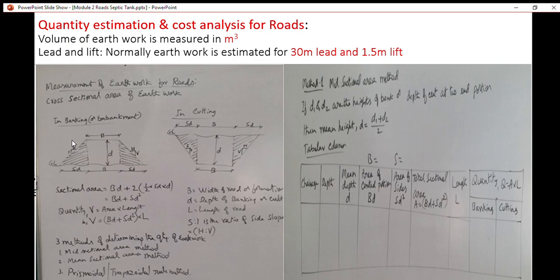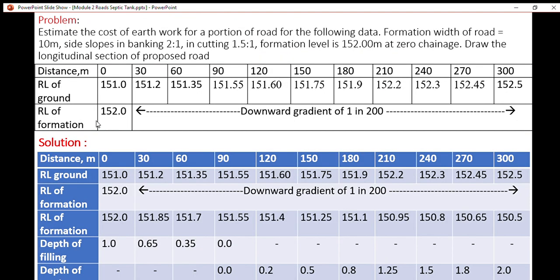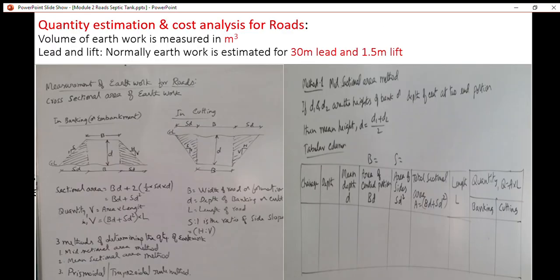Horizontal is to vertical. Normally, value of S is equal to 2 for banking and 1.5 for cutting, and V is always 1 unit. The figure consists of one rectangle at middle and two triangles at sides. Area of rectangle is equal to B into D, and area of triangle is equal to half into base into height. The base width of each triangle is equal to slope S times depth D, which is SD.